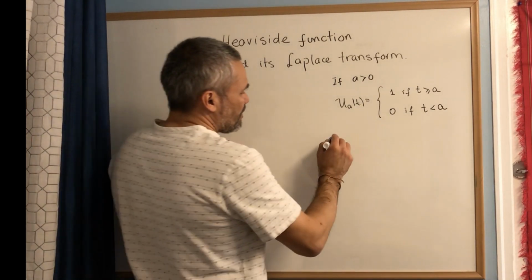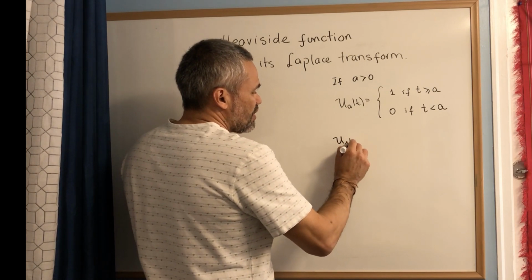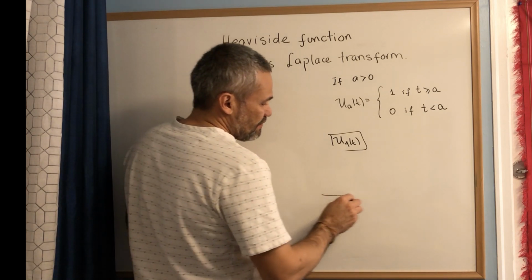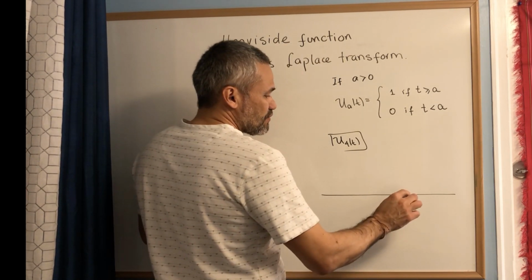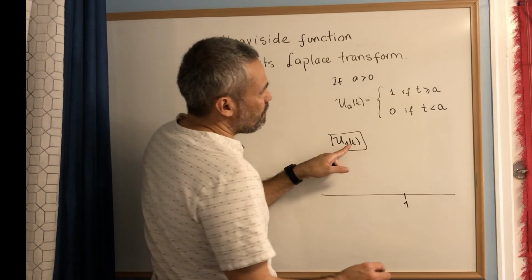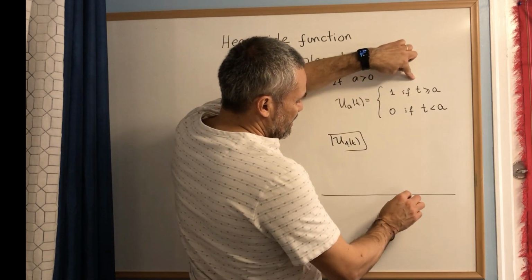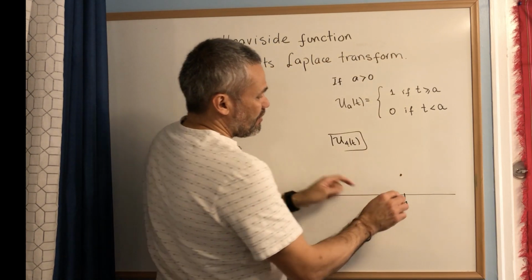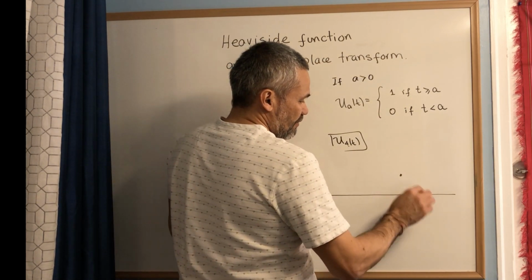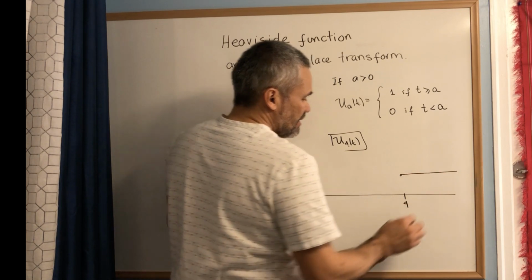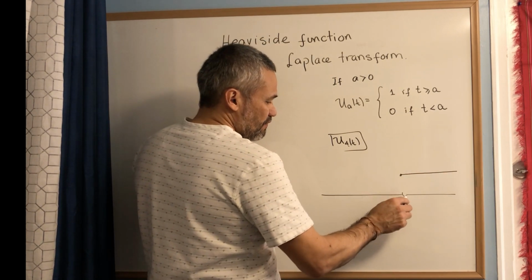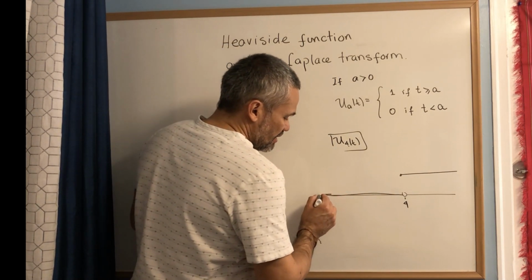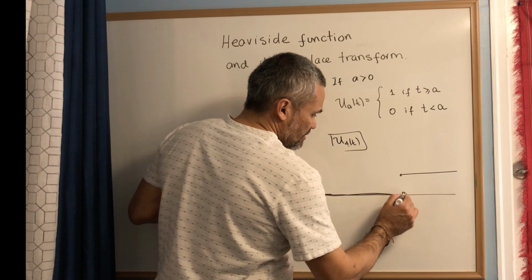Let's do an example. For example, if we do u4 of t, how is the graph of the function u4 of t? It's defined on the whole real line. Here is 4. When t equals 4, since t equals a, the function is 1. After 4, the function is just a line at 1, and before 4, the function is equal to 0. Then the graph of the function is like this, right?